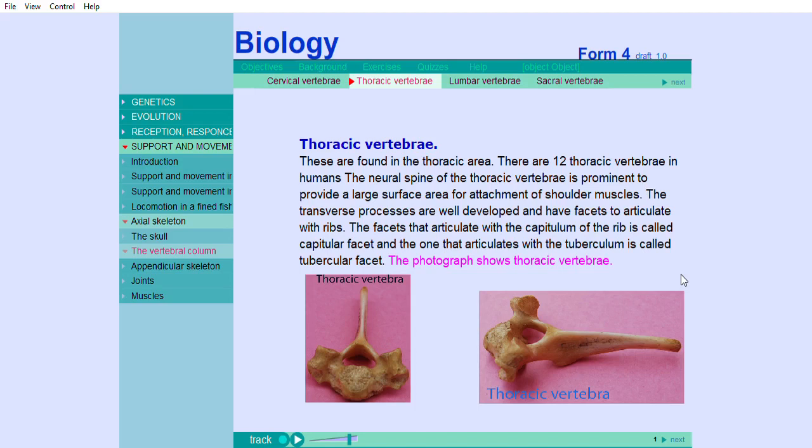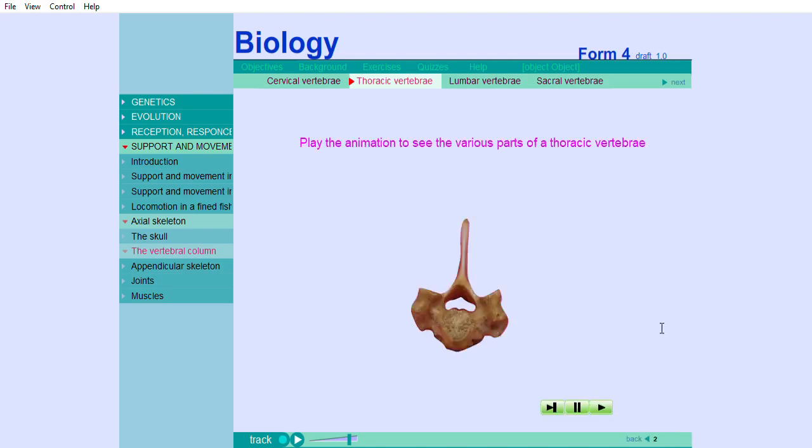The facet that articulates with the capitulum of the rib is called capitular facet, and the one that articulates with the tuberculum is called tubercular facet. Play the animation to see the various parts of a thoracic vertebra.